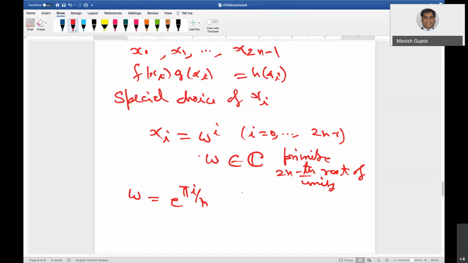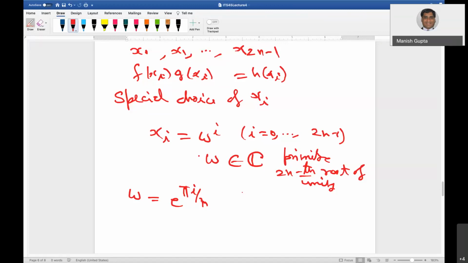Order, what do you mean by order? It means we keep raising the element to a power, and the smallest power for which the value gives you 1. So alpha raised to power m is 1. So m is the order, the smallest positive integer m.